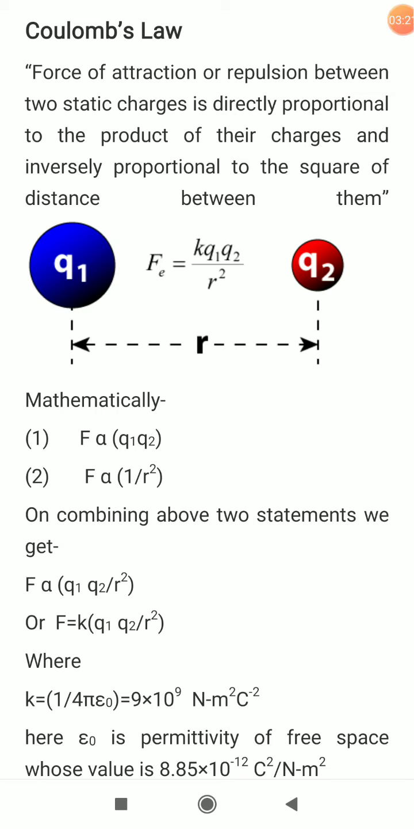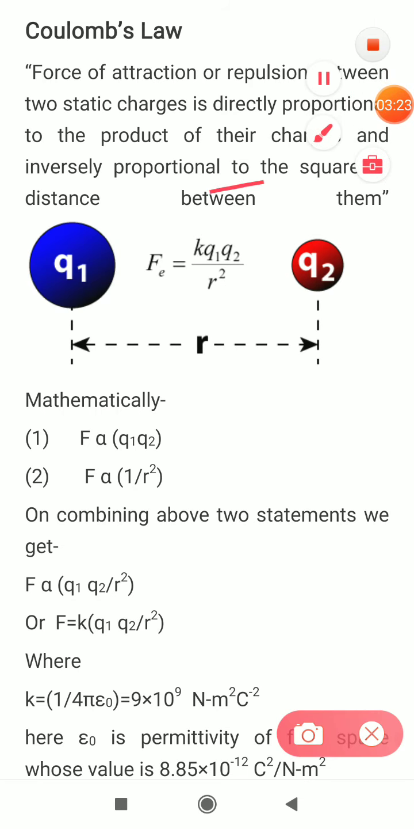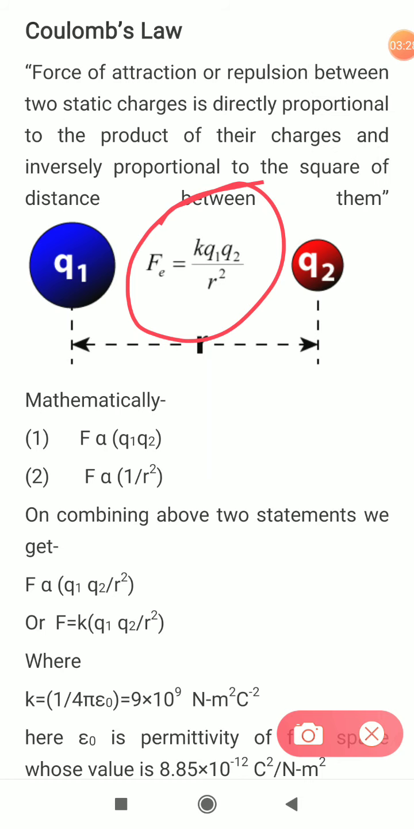So here you get the Coulombian force Fe equal to k q1 q2 upon r square. So this is your Coulomb's law. In the next lecture we will discuss some numericals on the basis of this Coulomb's law. Thank you.